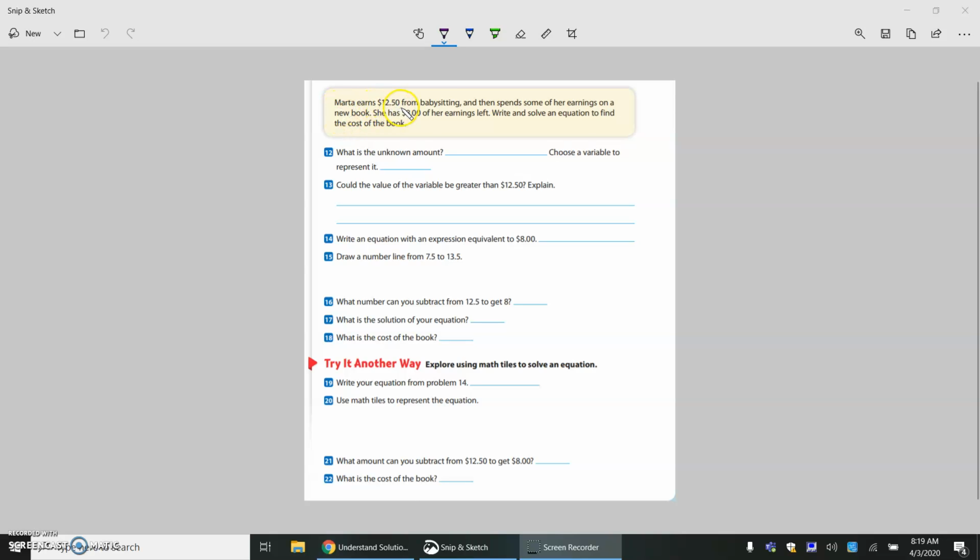Alright, our second problem for this lesson. Marta earns $12.50 from babysitting and then spends some of her earnings on a new book. She has $8 of her earnings left. Write and solve an equation to find the cost of the book. What is the unknown amount? How much she spent. Right?